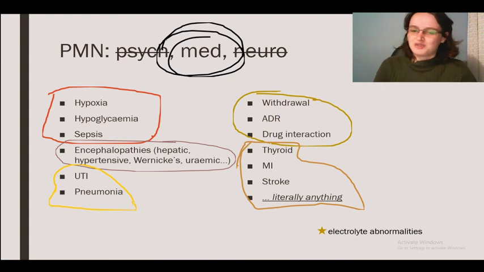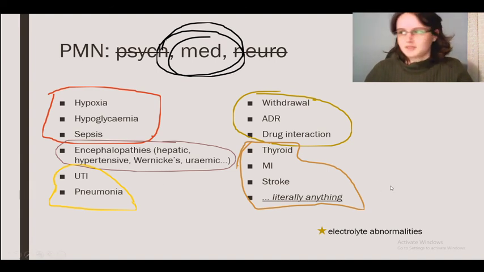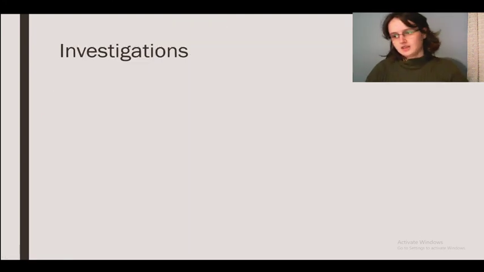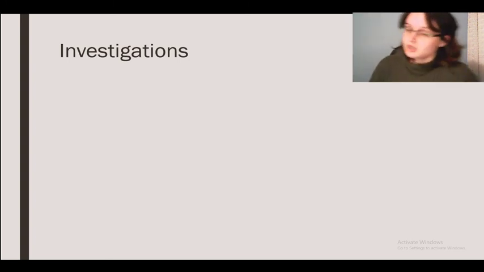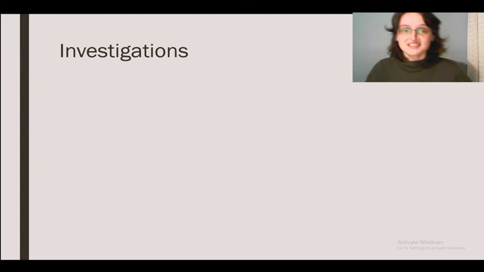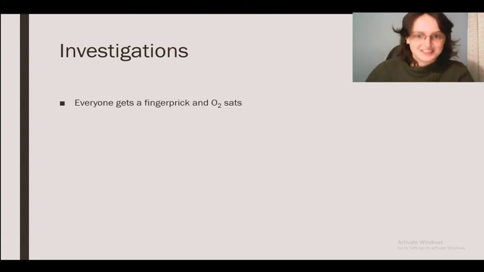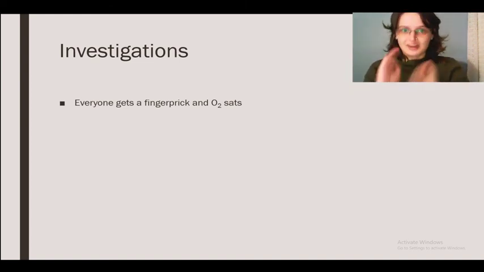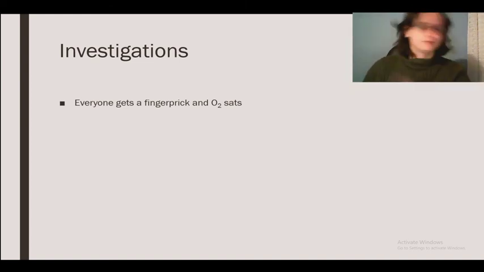But confusion is not an uncommon way for an electrolyte abnormality to present, although you'll probably also see stuff on ECG and whatever else. So, if you are the kind of person that just likes to reel off investigations to your reg, and then justify them afterwards, this is the approach for you. Everyone gets a finger prick, O2 sats, and the full set of vitals just while you're at it, because you don't want to miss hypoglycemia, hypoxia, sepsis, coronavirus.